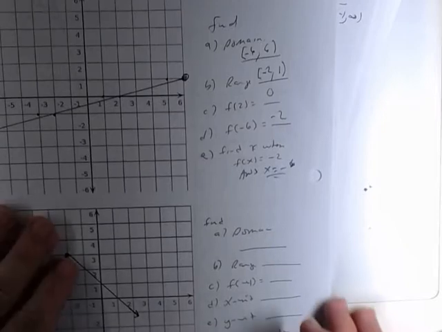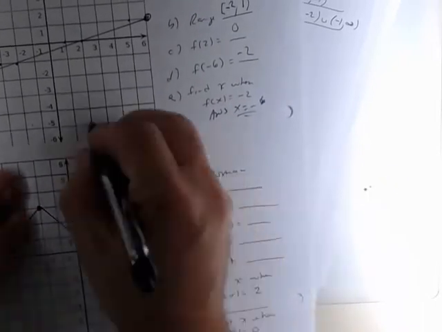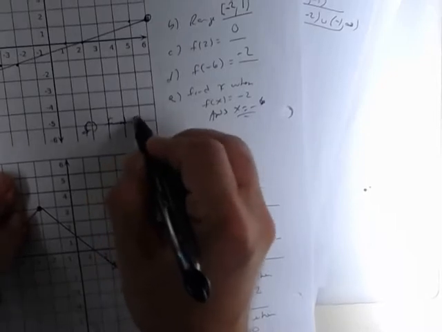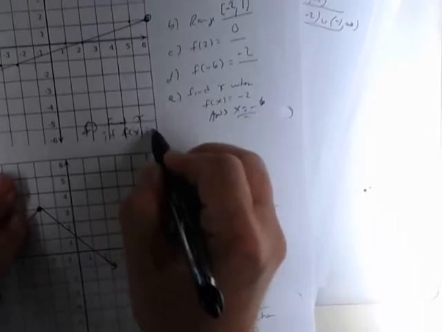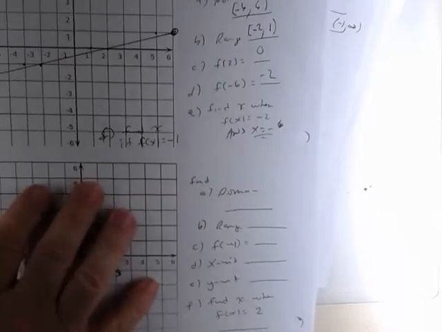All right, what if I asked you this? Do an F here. Let's make this an F. Find x if f of x equals -1. Find x if f of x equals -1. See if you can figure that one out. What do you think x should be?